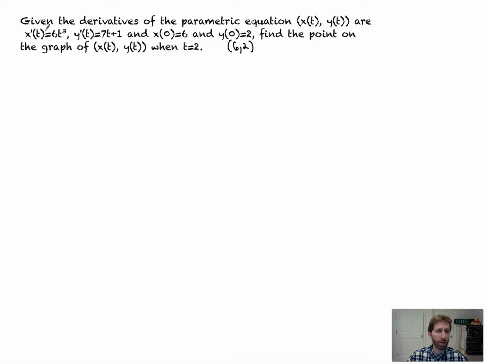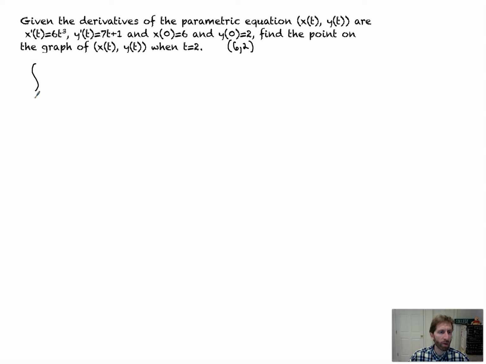So essentially, I've given you the velocity functions in the x direction and the y direction, and you're asked to go backwards one step by integrating to find the position at t equals 2. It's not as bad as it might seem. We basically split this up into two pieces.